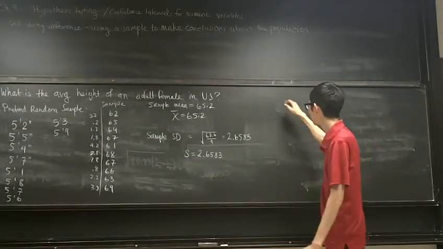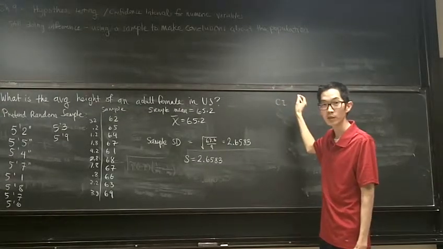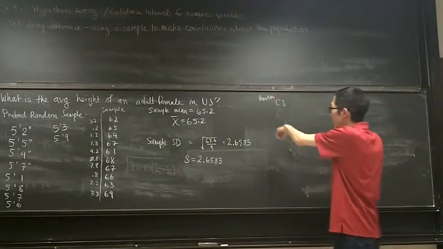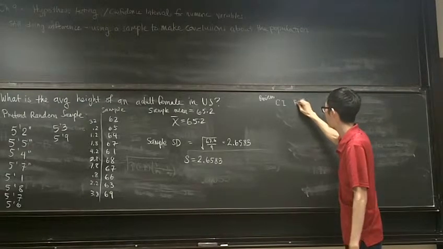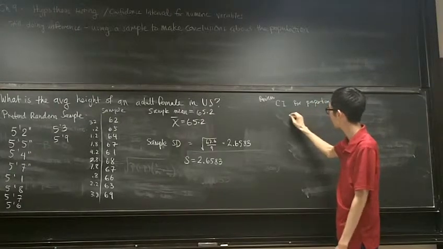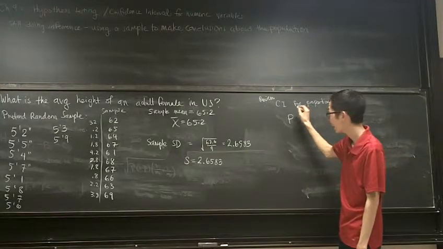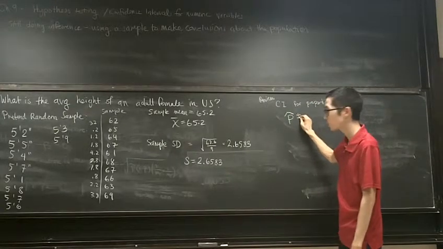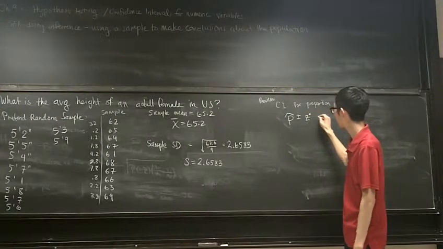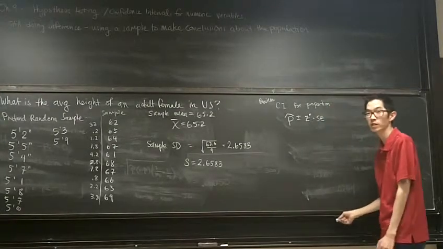So my confidence interval, do you guys remember what a confidence interval looked like for a proportion? This is just review. This is not what it's going to be for the mean. Confidence interval for a proportion. For a single proportion, in the middle I start off with p hat, p hat plus or minus z star times standard error. Is that okay? Yes. All right.